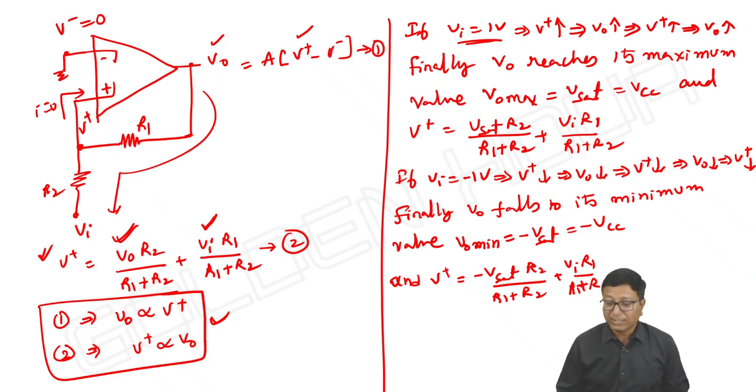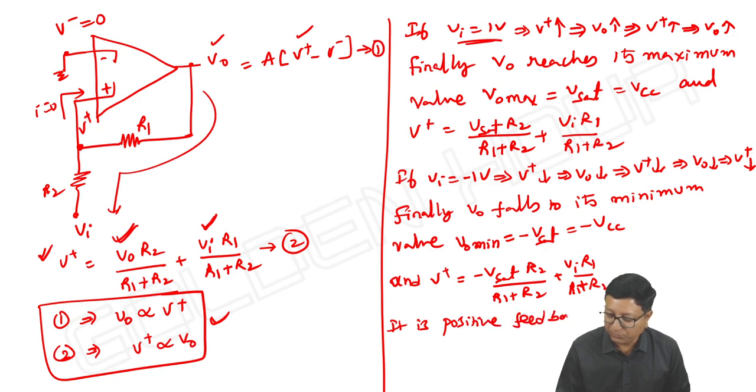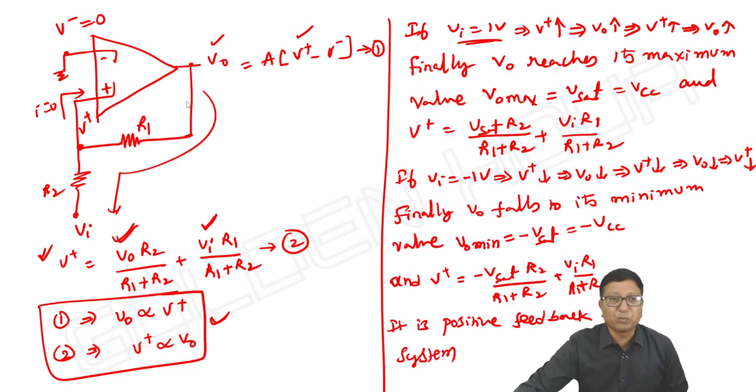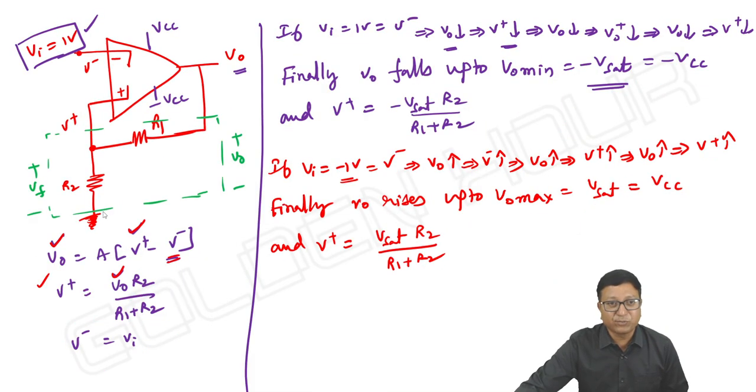So this is an example for positive feedback. Output to non-inverting terminal connection is called a positive feedback system. Whereas if you have the connection from output to inverting terminal, it is a negative feedback system.